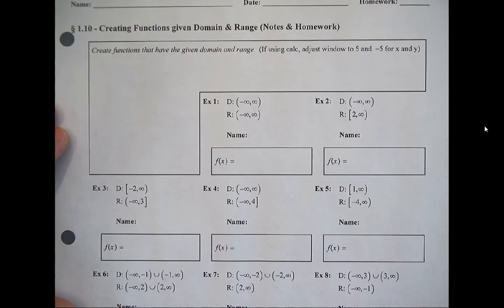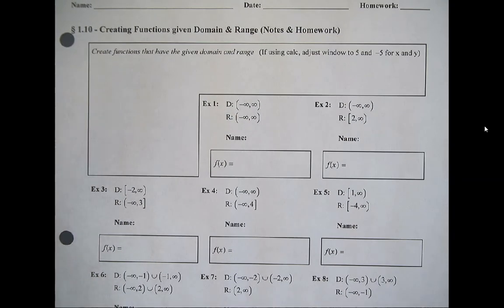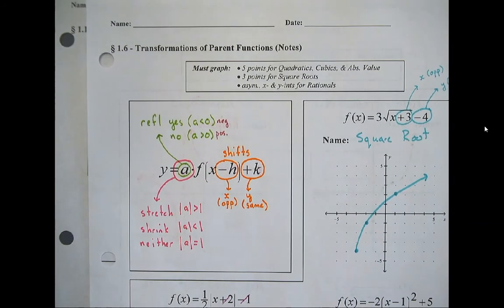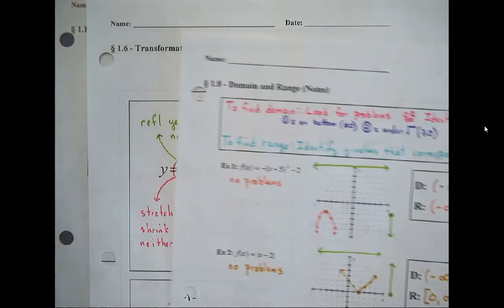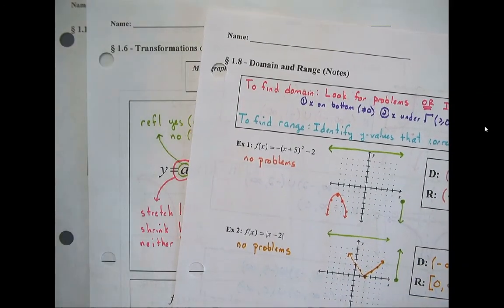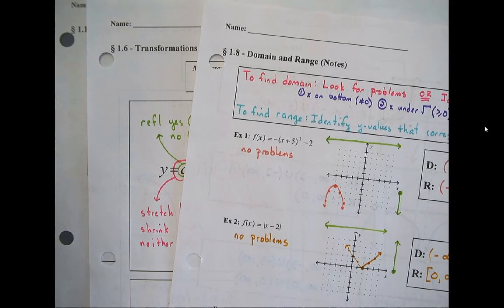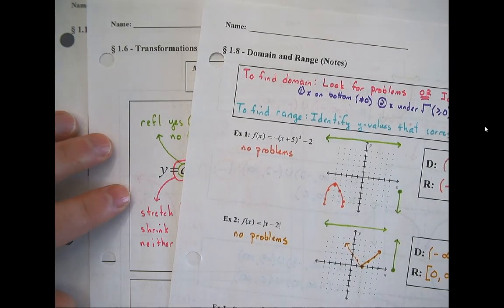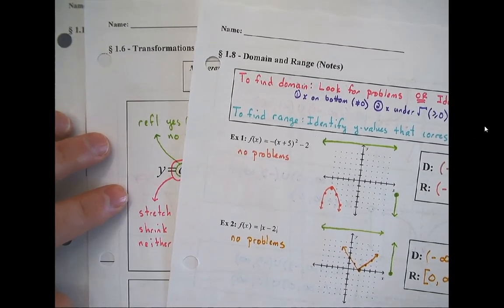What we're looking at here is the reverse of what we did here. So it's actually a combination of a couple different things. It's this one and these notes. So if you want to do some reviewing, if what we're doing today sounds really confusing, you might need to go back and look at the 1.6 and 1.8 notes.